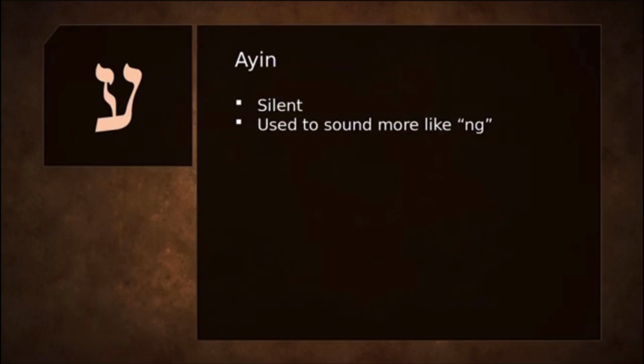The 16th letter is ayin. Today, ayin is considered silent like the aleph, but it used to make a sound similar to the ng sound, at the end of words like ring and sing. For purposes of our lessons, we are going to treat it like a silent letter.